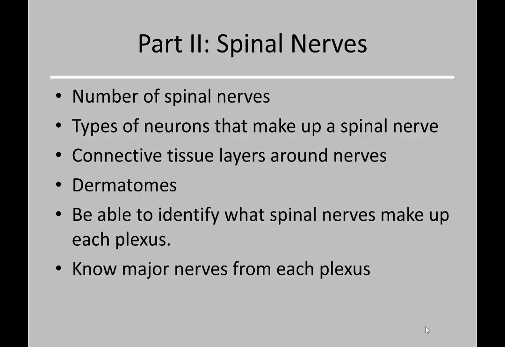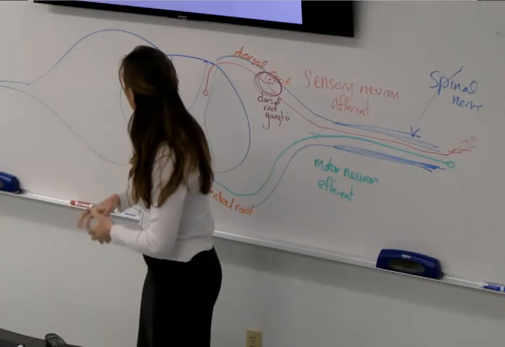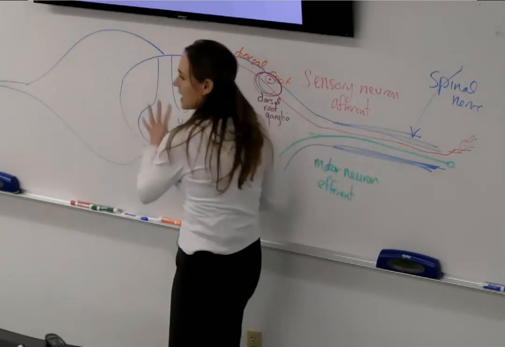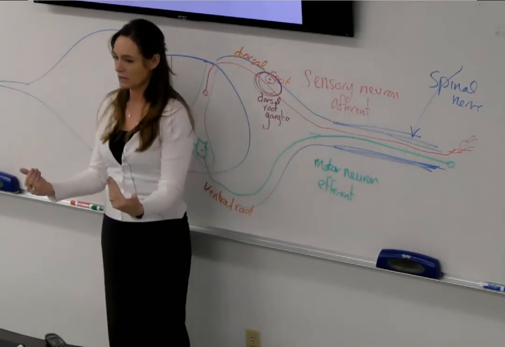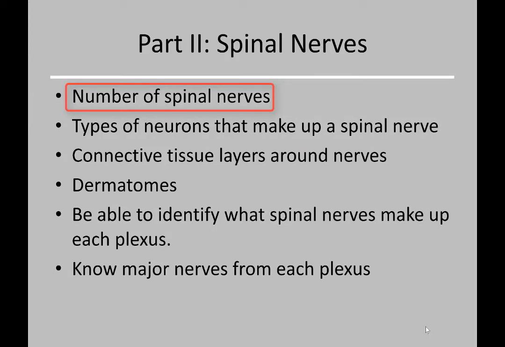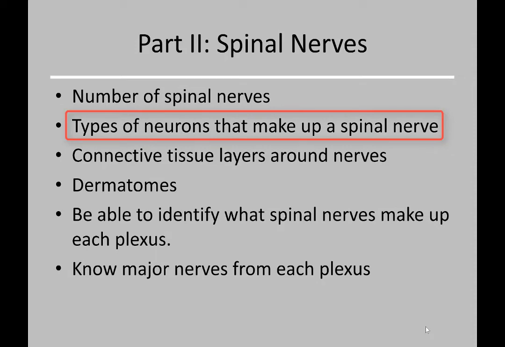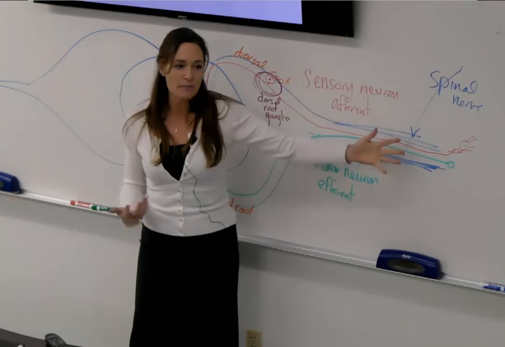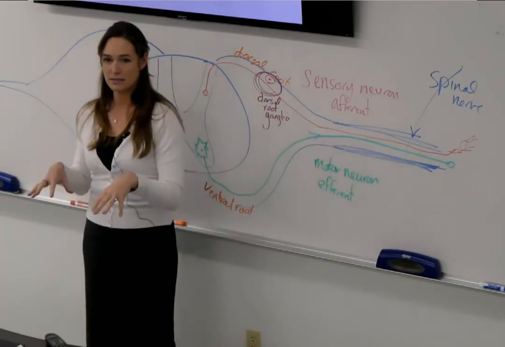The spinal nerves, so when we talk about the spinal nerves, it's already when it's out here, after the split, not the dorsal. We're outside the spinal cord, now we're talking about spinal nerves. So you should know the number. How many cervical spinal nerves do we have? 8. Thoracic is 12, lumbar is 5, sacral is 5, and we have 1 coccygeal one, but we'll not talk about that one. Types of neurons that make a spinal nerve, that's what I meant here. I meant motor and sensory, that you know that they're mixed.